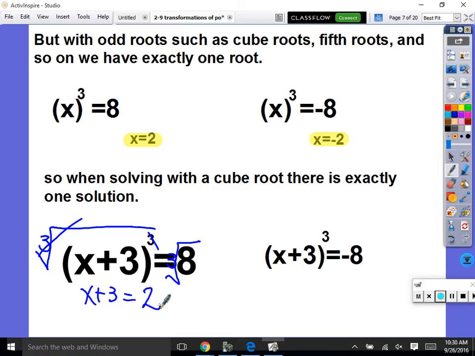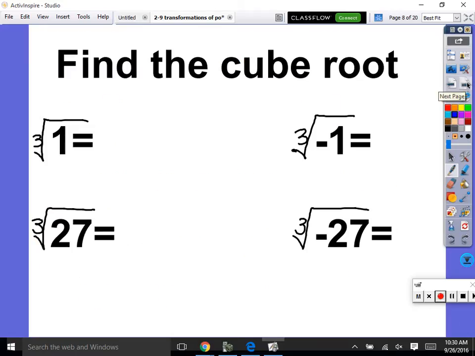Not 2. Look right here. We would cube root both sides. Root cancels out with power. We have x plus 3 equals negative 2, correct? Isn't that the only answer? Yes. So then we would solve for x. So do you guys understand that? Odd roots have exactly 1 solution. Even roots, yes, we account for plus and minus. Odd roots, no. Okay, so what's the cube root of 1, guys? What's the cube root of 27?